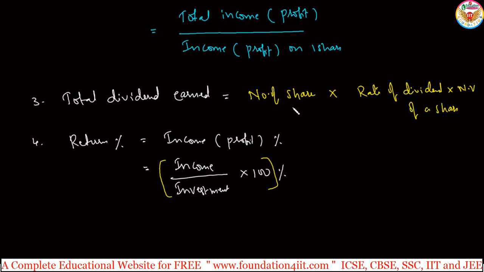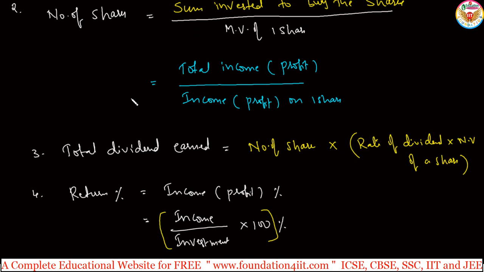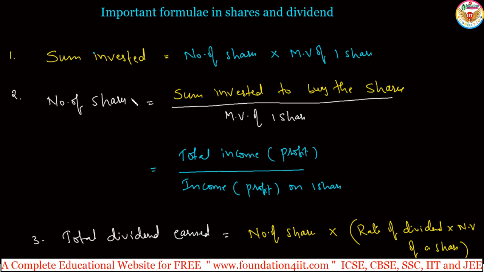And mostly, total dividend is equal to number of shares into rate of dividend into nominal value of one share. This is nothing but the dividend on one share into number of shares, which is equal to total dividend. Let's see the same formulas. Let us apply them in the questions topic wise now, one by one.